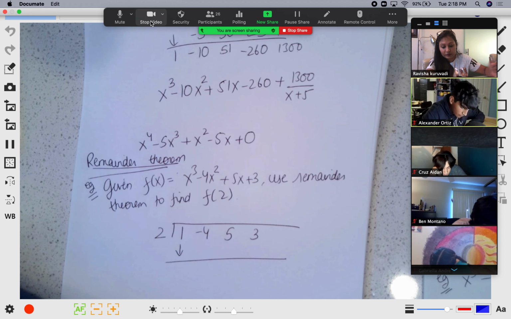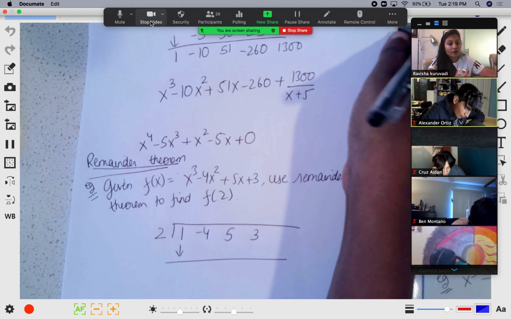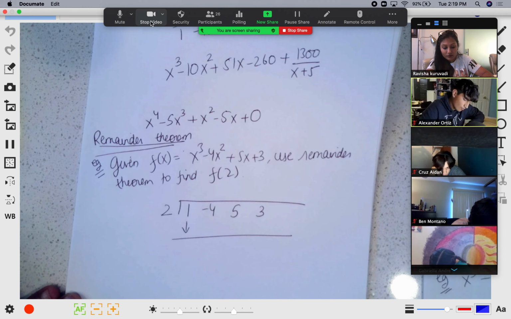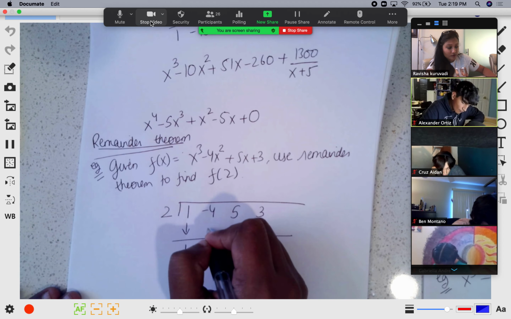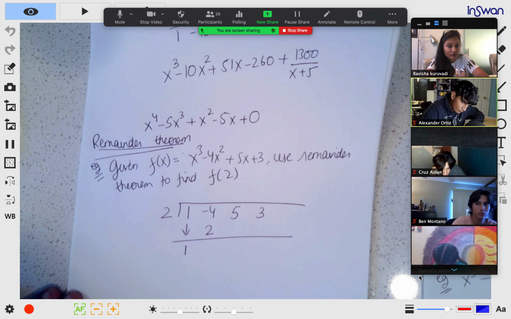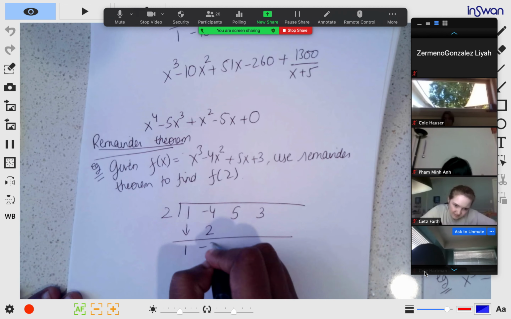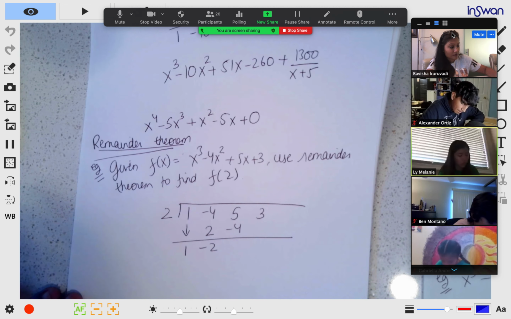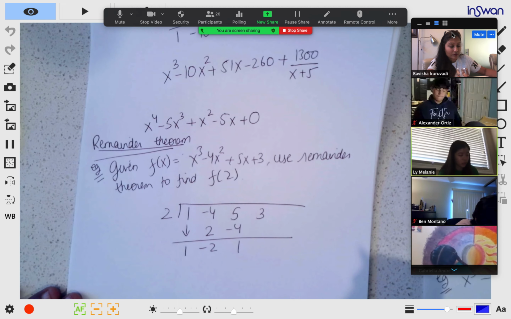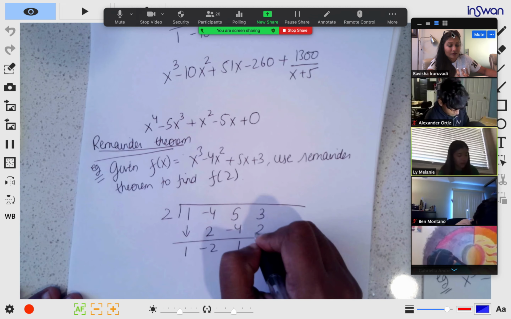So you bring down the 1 and you write 1, and then you multiply it by 2, which is 2, and then you add it, which is negative 2, and then it becomes negative 4. And then you add it, and that's 1. And then you multiply the 2 and 1, which is 2, and then you get 5.